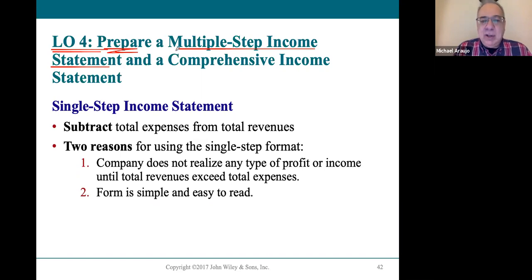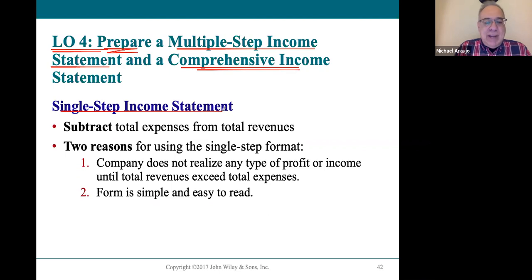But I think you'll enjoy the information you actually get from a multi-step income statement compared to what we've been using so far. It also introduces you to something called comprehensive income. I'm just going to do it as an introduction and leave it at that. But the multi-step income statement is really critical.